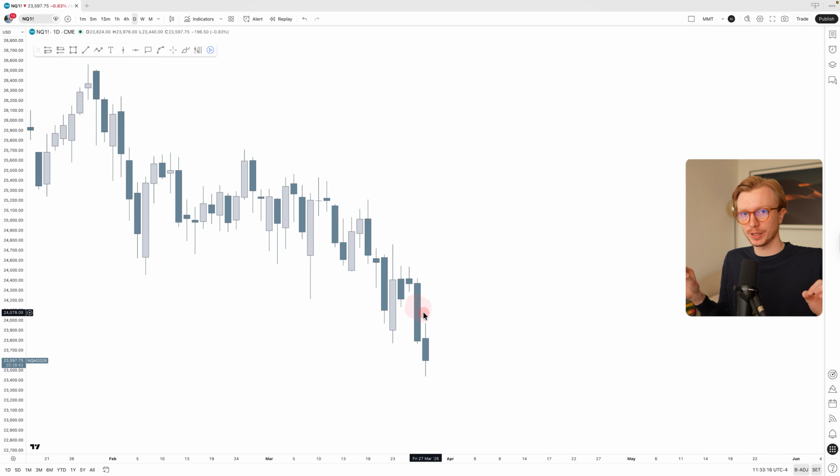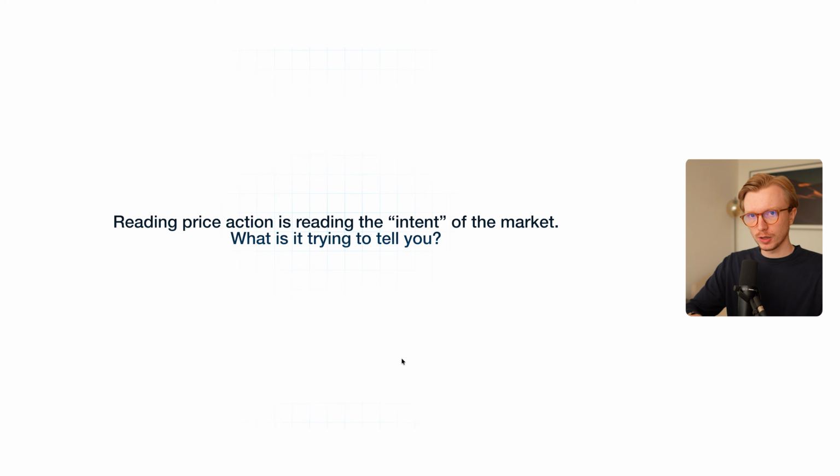But if you remove that for a second, then what is it just inherently trying to tell you? What is a bearish fair value gap? Just bearish momentum, right? It's just bearish intent. So let's break that down a little bit further.